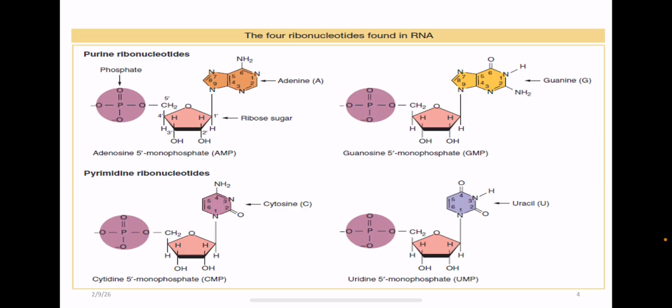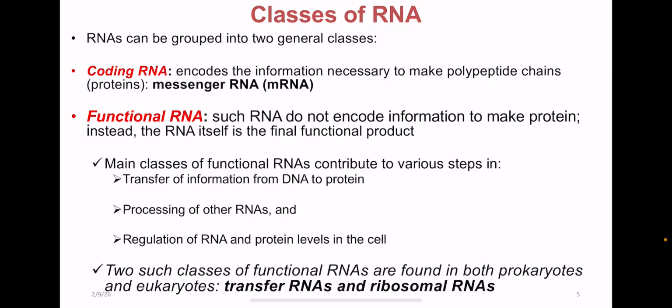And I'm sure you know how the nucleotides are formed. It's the same as how the deoxynucleotides are formed. These are ribonucleotides, so in place of T, we will have U. So now let's look at the classes of RNA.